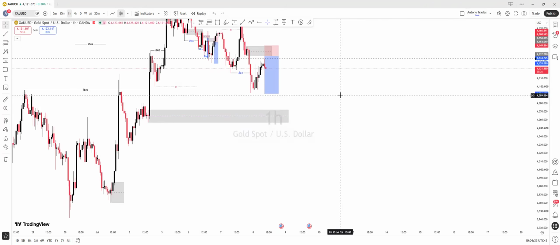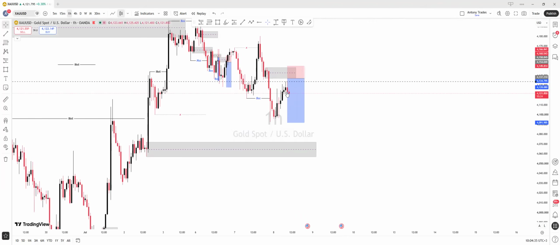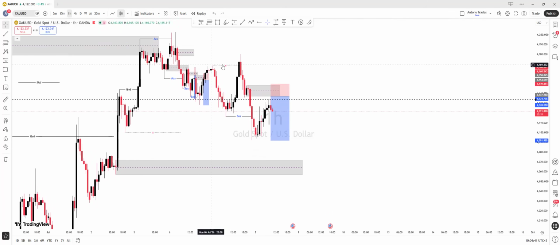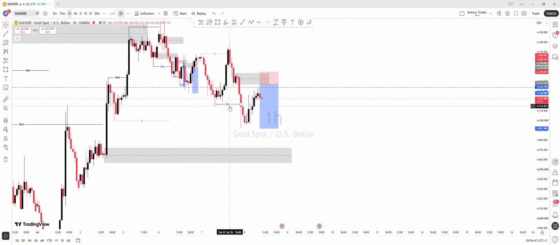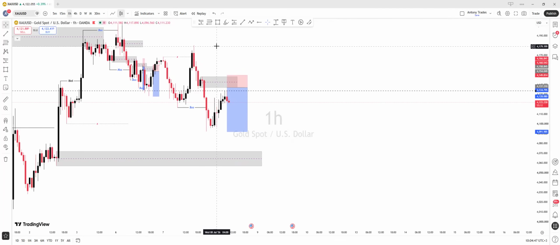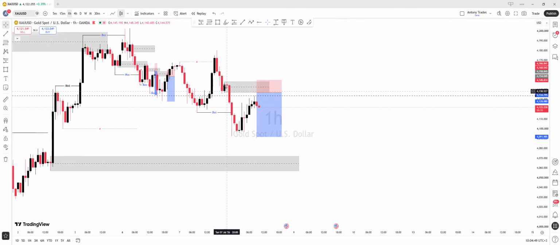I was looking to sell from this area. What am I seeing? I'm seeing an internal break of structure here after sweeping this high. We have a sweep of liquidity and then a break of structure to the downside, meaning this is our protected high. And I could see this flip zone around this area, the last buy before the sell that led to this break of structure. So that is what I had marked as my point of interest.